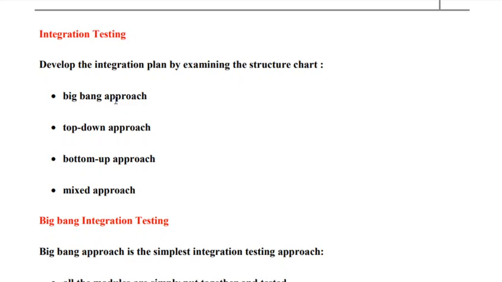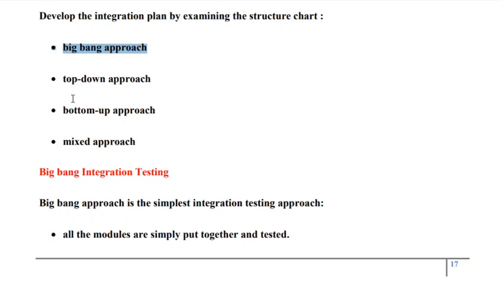The first one is called Big Bang integration, or the Big Bang approach, where all the modules are taken into account and integrated in a single step. But one of the major problems with Big Bang integration is that if there is an error, the search space will be the entire program. Although it is very simple and easy to implement, if it exhibits an error, the search space will be the entire program.